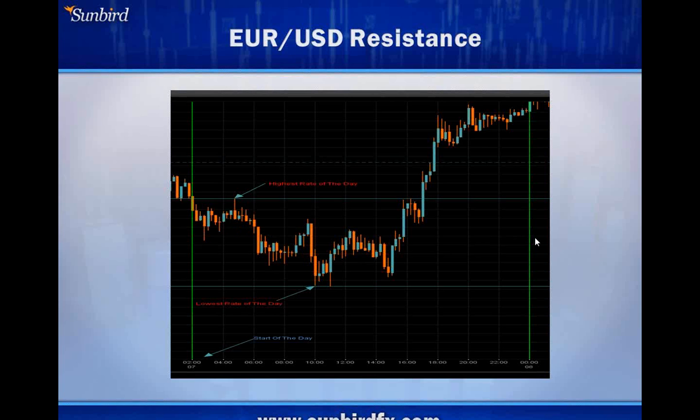Okay, this is the line. Now this is your stop loss. Okay, let's say it breaks through the resistance, as we can see here. Your stop loss is not at the lowest rate. It's at the average here.